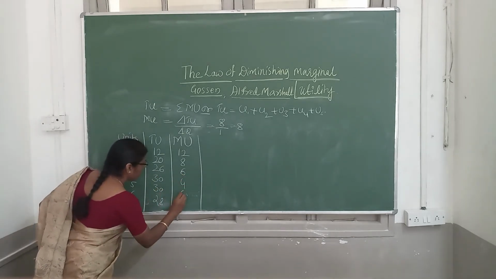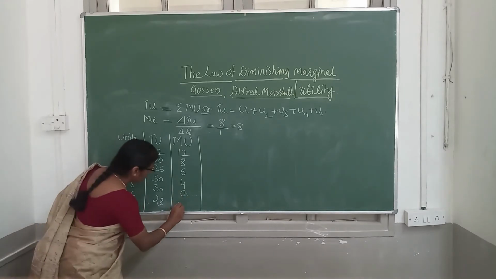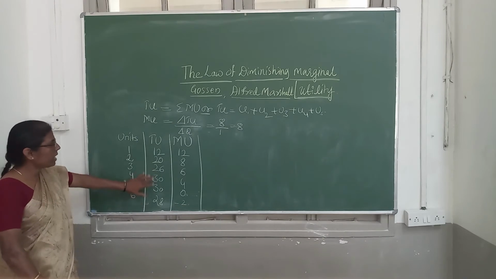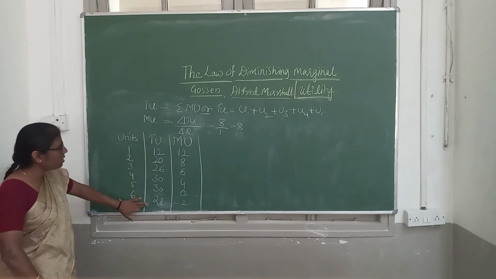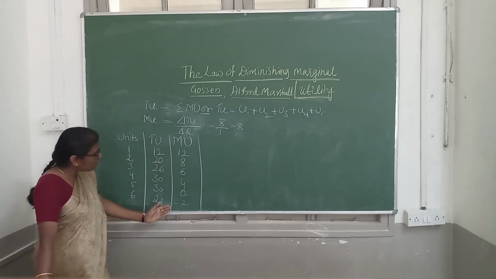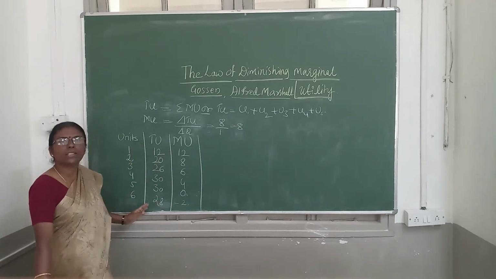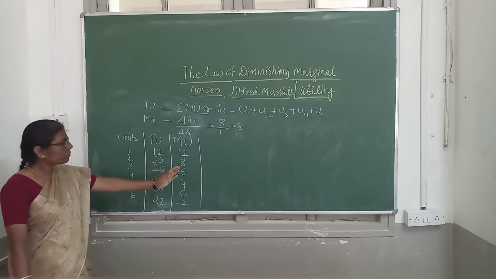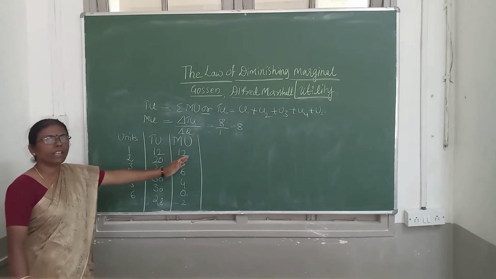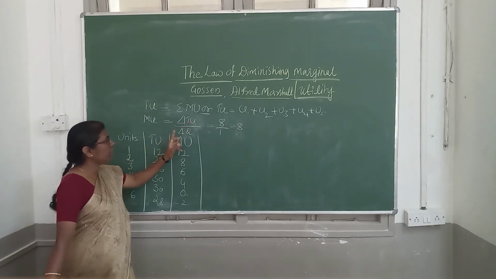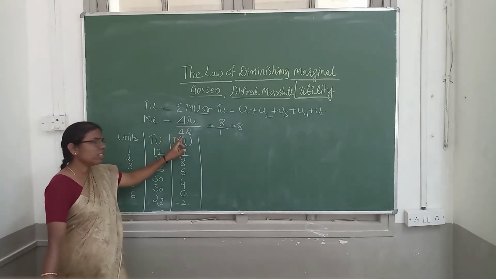And here it is 0 and minus 2. So once again I will repeat. If the total utility is given, it is very easy to calculate marginal utility. If marginal utility is given, it is very easy to calculate total utility. We just discussed how the marginal utility is calculated: change in total utility divided by change in Q.